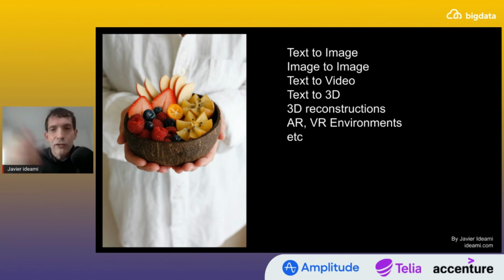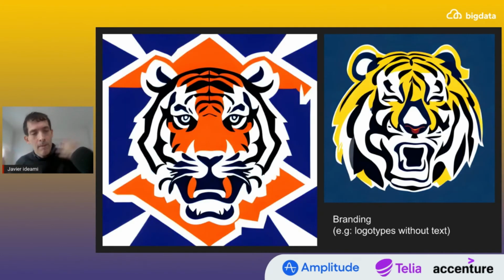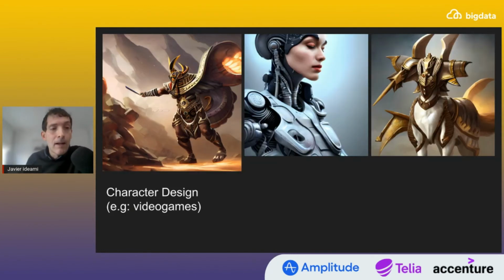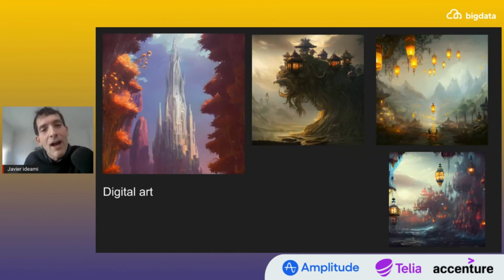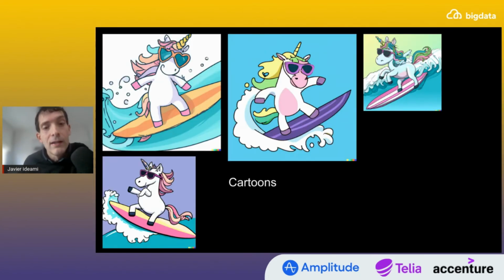3D reconstructions, AR and VR environments, experiments are beginning as well. And we have a lot of verticals. Some examples. People are using this technology already to produce branding assets, logotypes, etc. Character design, you want to create a character for a video game. Well, you could prototype lots of different possibilities with this technology and then produce and work with the ones that you like. Now, digital art is an obvious one, illustration as well, cartoons as well.